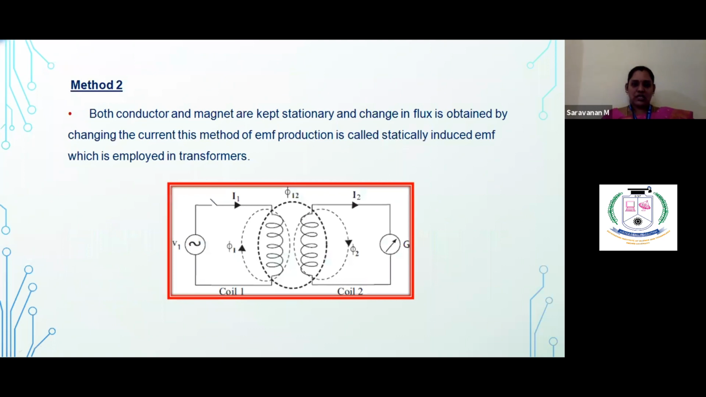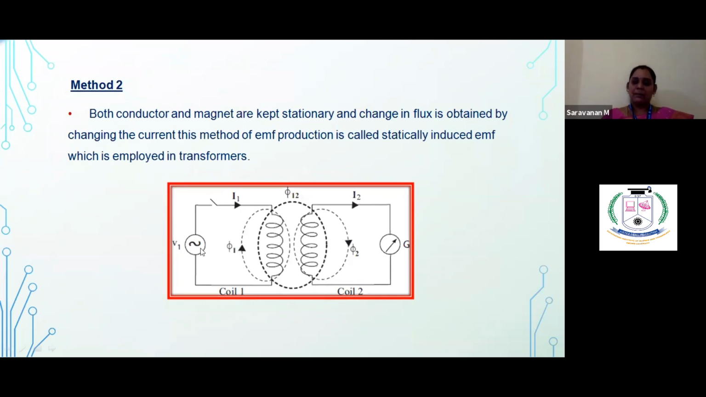So now this is your second method. Here you can see I've taken two coils. You can remember this diagram, you have already seen it in your transformer. This is nothing but a transformer only, right? You have two coils which have been magnetically coupled with respect to each other, and I'm applying an input AC voltage V1 to the first coil.